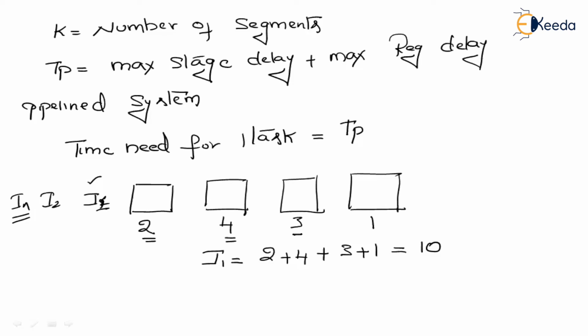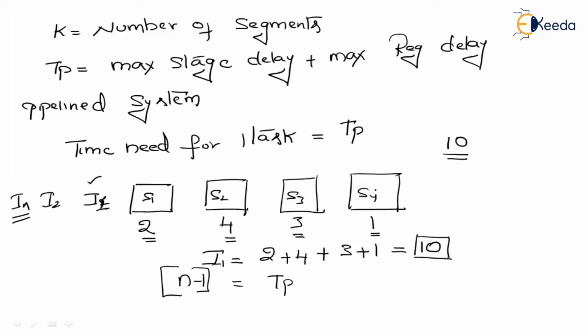I'm considering these as the example of stage 1, stage 2, stage 3, stage 4, which have latencies of 2 clock cycles, 4 clock cycles, 3 clock cycles, and 1 clock cycle. In this pipeline system, for the first instruction, the time will be 10 clock cycles. The first instruction will take all the clock cycles, but the remaining n minus 1 instructions will take only Tp clock cycles. You will get the output at the 10th clock cycle. After 10 clock cycles, for every 4 clock cycles, there will be a continuous output.